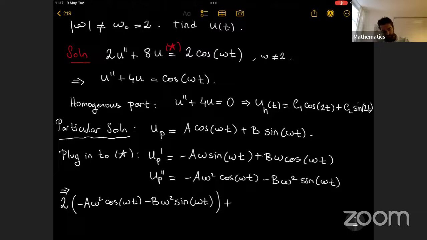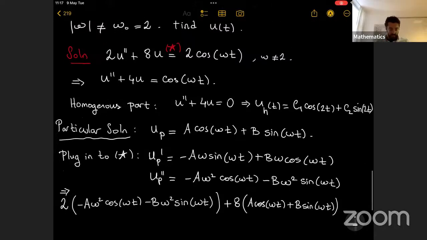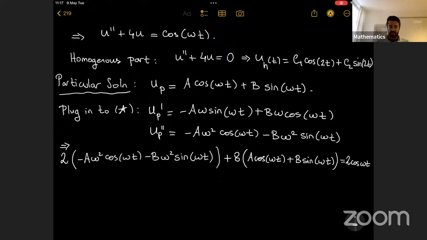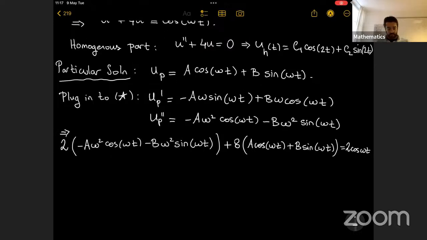Plus 8 times u, 8 times a cosine wt plus b sine wt. It's equal to 2 times cosine wt. Well, we will equalize the coefficients of sine and cosine here.